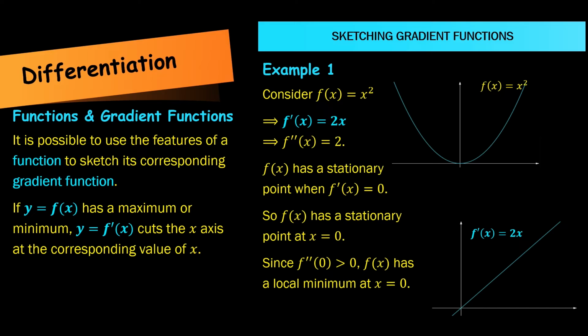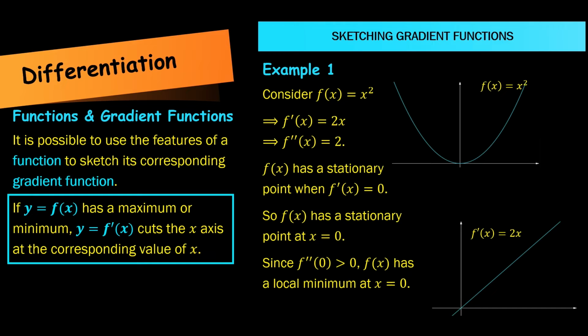Now f dash of x can be sketched here. It's of course equal to 2x. And notice that f dash of x cuts the x-axis at the corresponding value of x where f of x has a minimum, in other words at 0, here as shown.